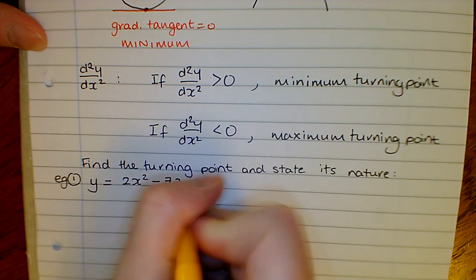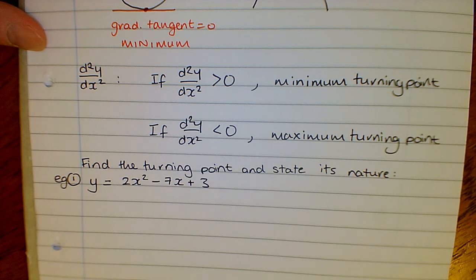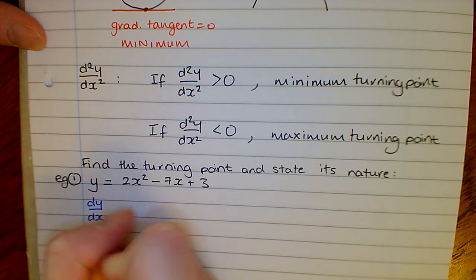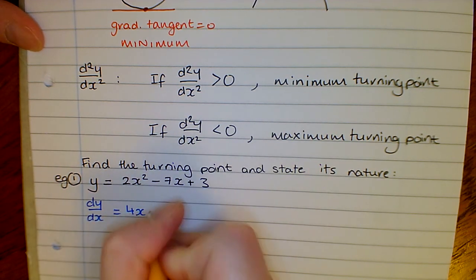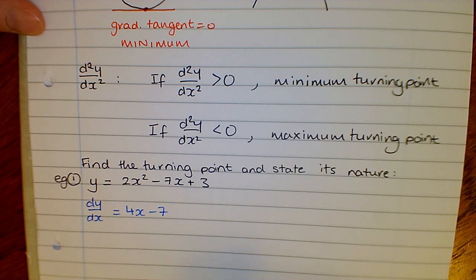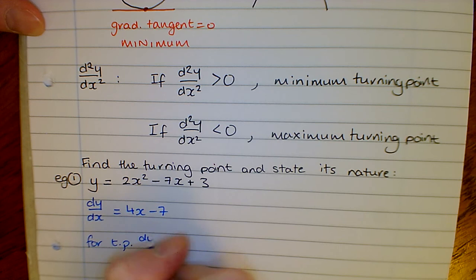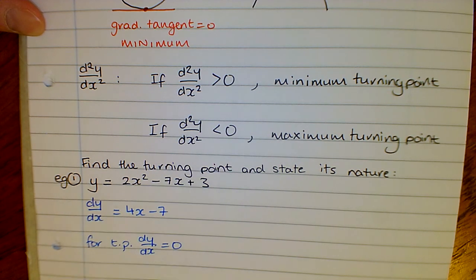So our first equation, y equals 2x squared minus 7x plus 3. So if it's a turning point, we think, right, we'll need to find dy by dx. So differentiate, and we get 4x minus 7. For turning points, dy by dx equals 0. So 0 equals 4x minus 7. 7 equals 4x. So x is 7 over 4.